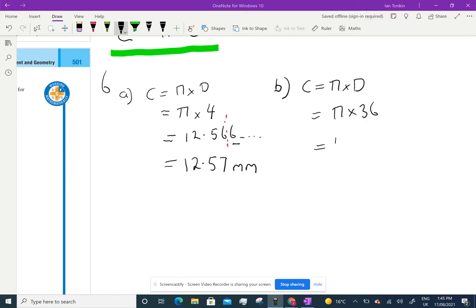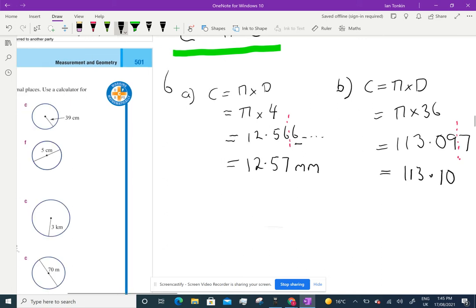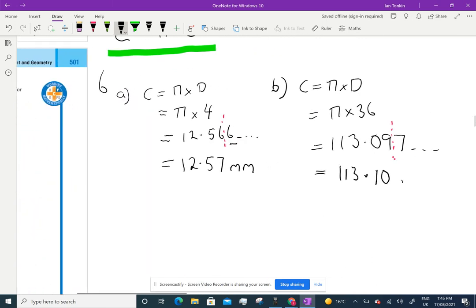113.097... a whole lot more. But we're only going to 2 decimal places, so we draw our line down there, and we get 113 point... that 7 is going to round that 9 up to 10. So I have to write the 1 and the 0, and it's metres.